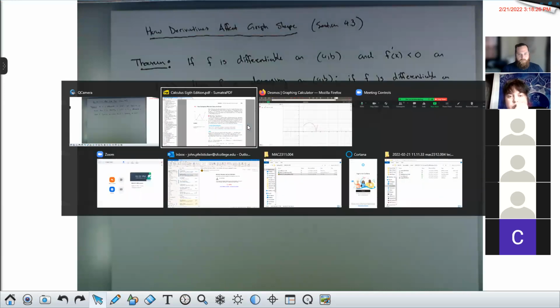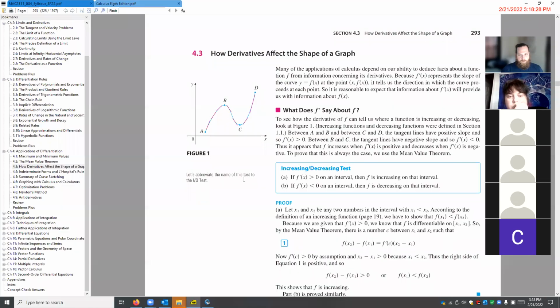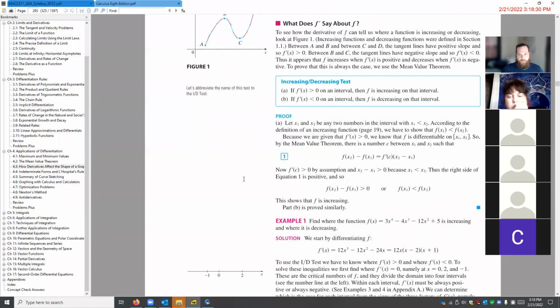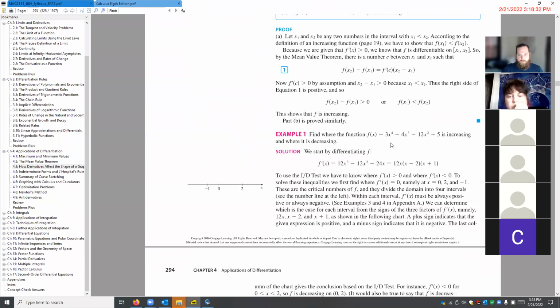There are 1,000,001 applications of this thing. Most obvious is: tell me where the function is increasing, where the function is decreasing, right? So let's do it. Let's take this function, 3x to the 4 minus 4x cubed minus 12x squared plus 5, and find the intervals where it is increasing and decreasing.